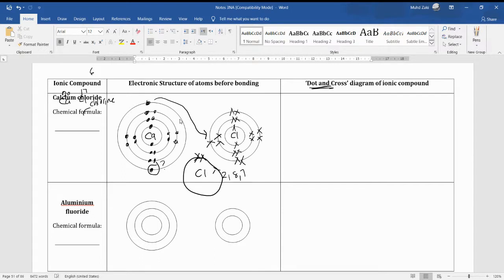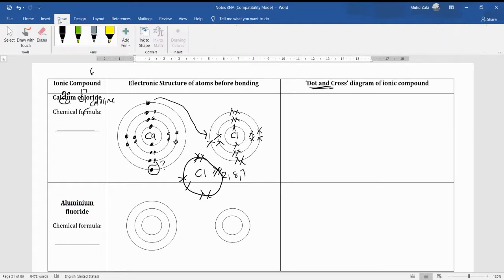Okay, sorry, my working is like that. Oh sorry, 2, 8, 7 again, right? Let me erase this. Okay, right. So it should be 2, 8, 7. So this one will go here in the empty space. So your final drawing will be 1 calcium ion.